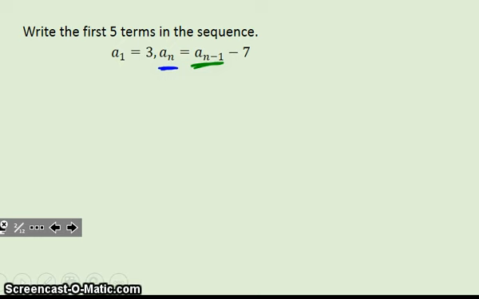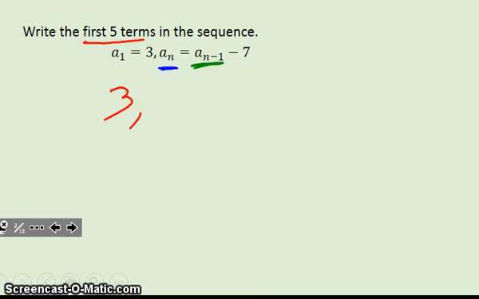That whole thing, a sub n minus 1, is one variable. You're not doing any calculations in that thing. All you're doing is plugging in the term that comes before. So, in order to use a recursive equation, they have to give you a term to start with. In this case, they gave us the first term is 3. We are being asked to write the first 5 terms. The first term is 3. It was given to me.